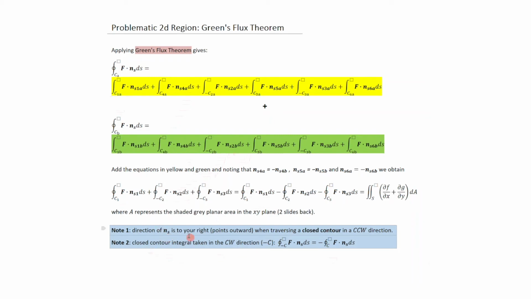Note the direction of ns is to your right, pointing outwards when traversing a closed contour in a counterclockwise direction. This is a convention, and we're only talking about closed contours. So it has to be closed, otherwise this has no meaning. Secondly, as we already alluded to, a closed contour integral taken in the clockwise direction, which I call minus c, that's why it's shown as minus c here, is equivalent to going counterclockwise, but then that introduces a minus sign here. So these expressions are equivalent to each other.